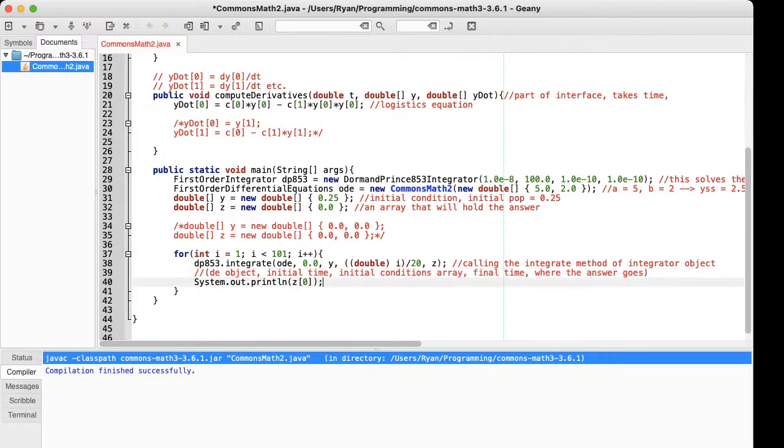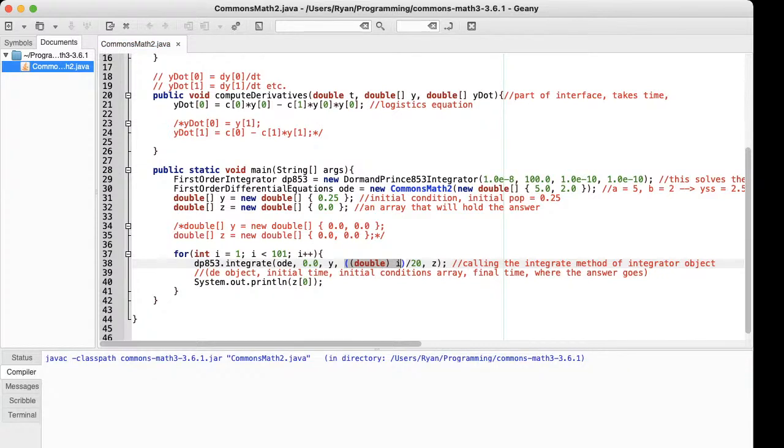And then what I'm going to do is I'm going to print z. Because remember, z is where the answer goes. So I'm going to print where the answer is. And I'm integrating over this 100 times. So I'm finding the population at a certain time, and then I'm finding it at another time, and then another time, and then another time, and then another time. So I'm going to be printing out the population at 100 different times. So let's compile it. All right. And then let's run it.